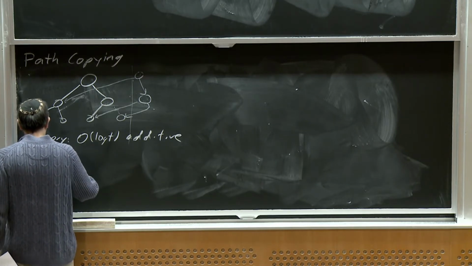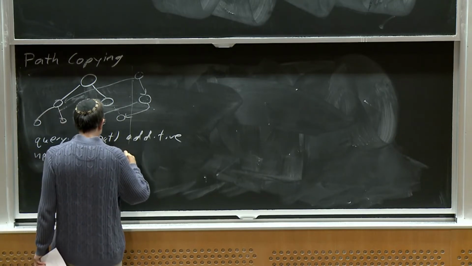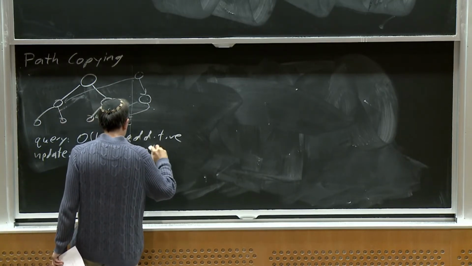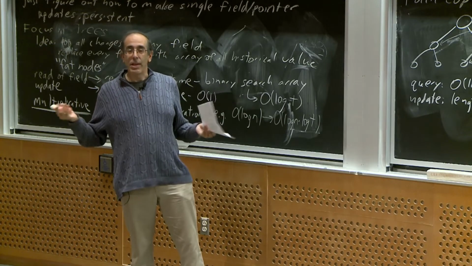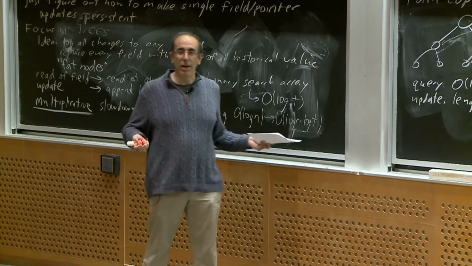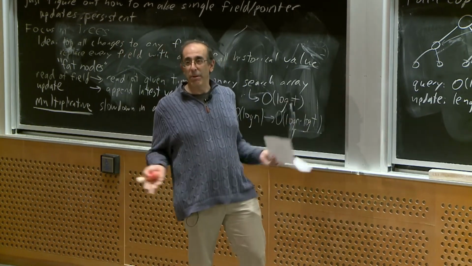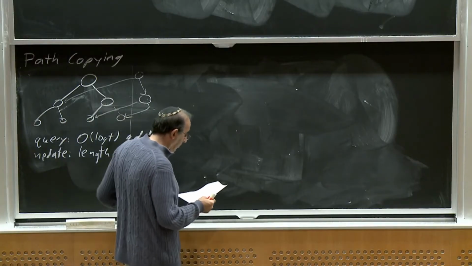Updates are now the length of the path. And, well, that might be good if you have, say, a balanced binary search tree, but actually at the end of this lecture, I'm going to start talking about unbalanced binary search trees, and then the path could be very long. Also in Fibonacci heaps, the path could be very long. So this doesn't provide guarantees of any improvement of performance at all.